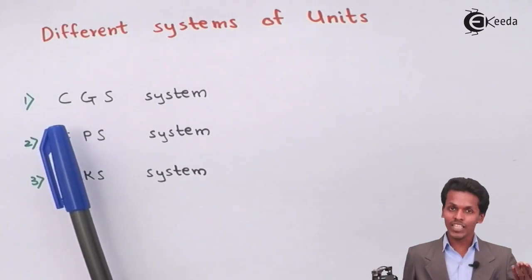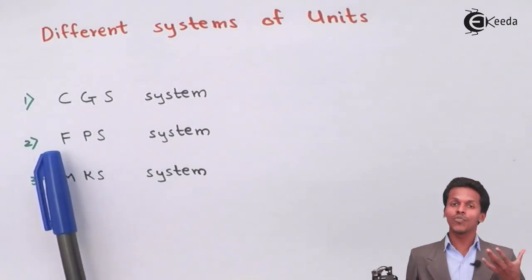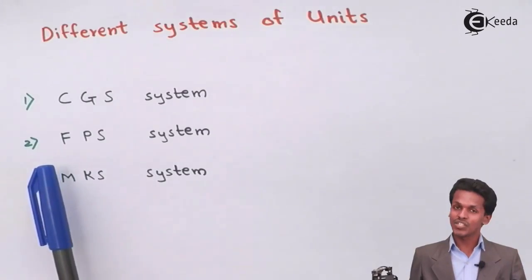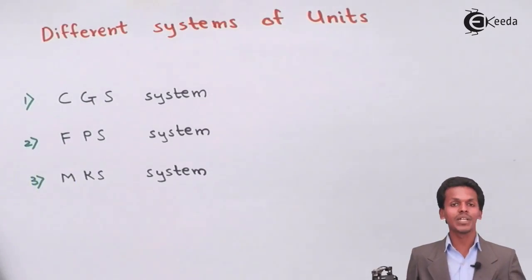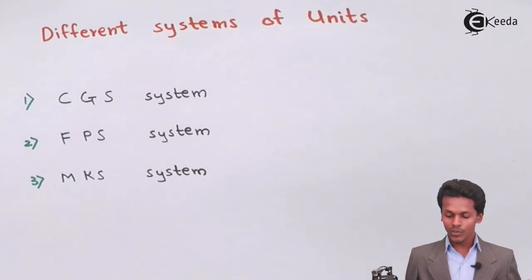Now talking about the next one, that is the FPS system, that is foot, pound, and second. Foot is for measuring length, pound is for measuring weight, while second is for measuring time. So this is the FPS system, which is also used.